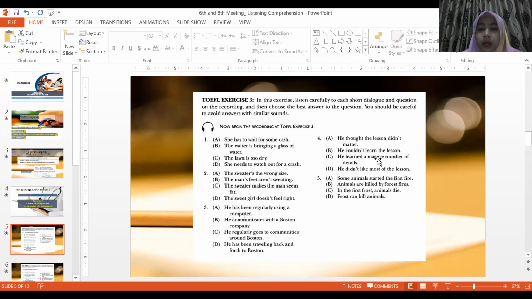Oke, and then how about B? He couldn't learn the lesson. Oke, atau C, he learned a massive number of details. Dia bisa mempelajari banyak detail atau sangat rinci pelajaran tersebut. No, of course not ya, karena he wasn't able to master. Oke, jelas salah. D, he didn't like most of the lesson. Itu pun salah. So the answer is he couldn't learn the lesson. Dia tidak bisa mempelajari pelajaran tersebut, gitu ya, atau tidak bisa menguasai pelajaran tersebut. So the answer is B, right? Okay, now we will continue to number 5.